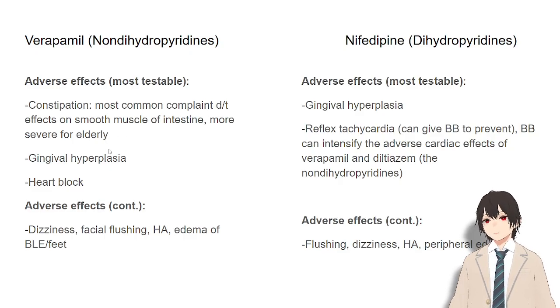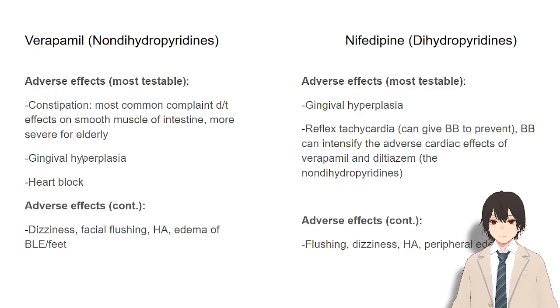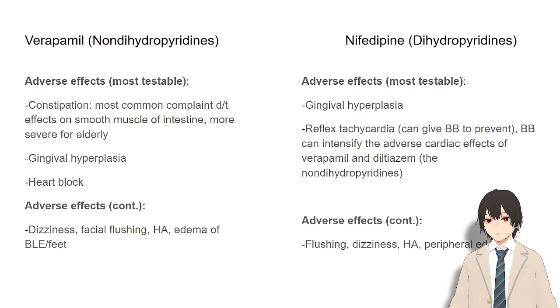Some other important adverse effects that I found pretty testable were the gingival hyperplasia, which is the overgrowth of the gums, and the heart block. But this one was not as common as the constipation and the hyperplasia. Some other adverse effects are usually blood pressure related, such as dizziness, facial flushing, headache, and edema of the bilateral lower extremities or feet. This one's not exactly blood pressure related, but it's still in the cardiac system, okay?